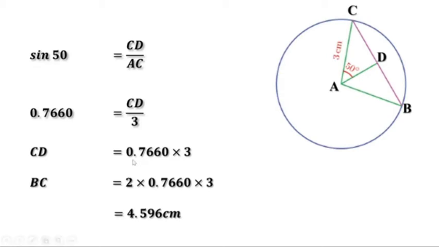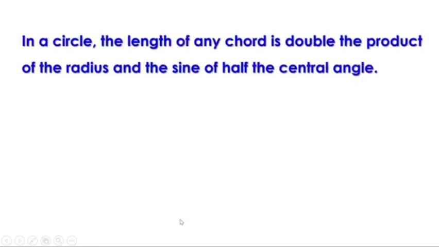ക്ലിയർ ചിൽഡ്രൻ? ഇതേപോലെ സെൻട്രൽ ആംഗിൾ എന്ത് വന്നാലും 100, 130 വന്നാലും 140 വന്നാലും എന്ത് ചെയ്താൽ മതി? ആ ആംഗിളിനെ ഹാഫ് എടുത്തിട്ട് സൈൻ വാല്യൂ എടുത്തിട്ട് നമുക്ക് എന്ത് ഫൈൻഡ് ചെയ്യാൻ പറ്റും? കോഡിൻ്റെ ലെങ്ത്ത് ഫൈൻഡ് ചെയ്യാൻ പറ്റും. Which means the property is, in a circle, the length of any chord is double the product of the radius and the sine of half the central angle.